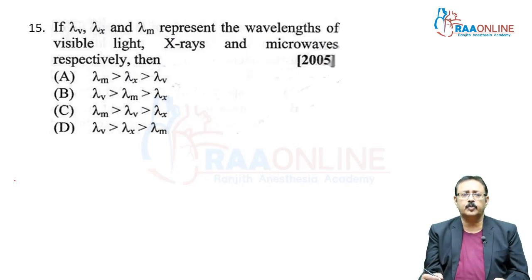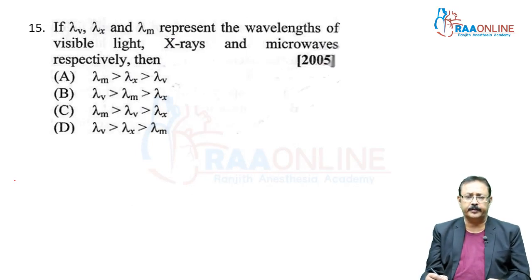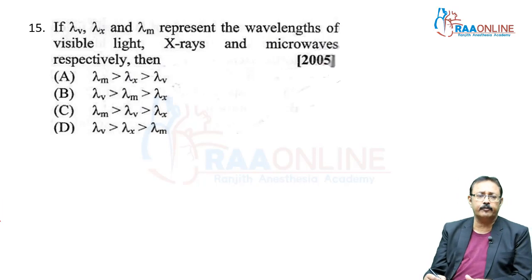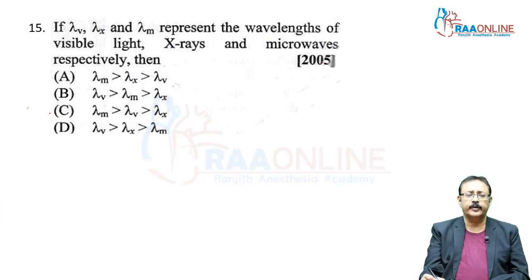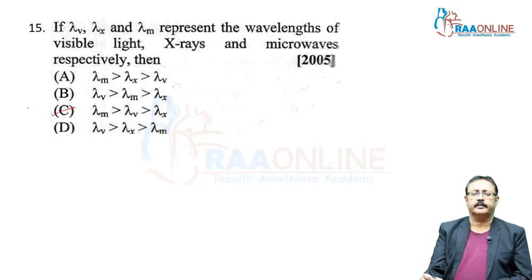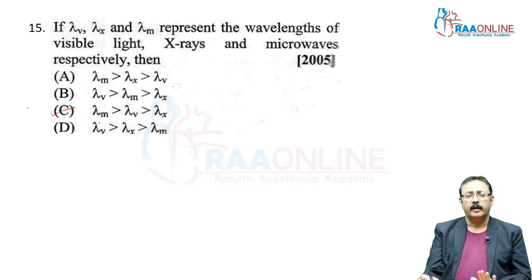Next, it is from 2005 AIPMT. Lambda V, lambda X, lambda M represent the wavelengths of visible light, X-rays and microwaves. Again, due to frequency, you can find which has maximum wavelength, which is in second number, which is in third number. So we are going with option C, means microwaves wavelength maximum, then visible light, after that X-rays.